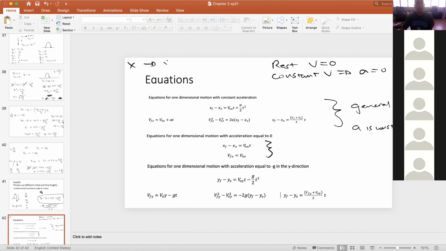X can be x, y, or z. We're talking about one dimension, but it can be any dimension. And then if you're talking about free fall, a is equal to minus g, and you just plug in minus g everywhere that you get an a here, and you get these equations. And y has to be positive away from the surface of the Earth. As you go up, you get more and more positive. But that's it for free fall.